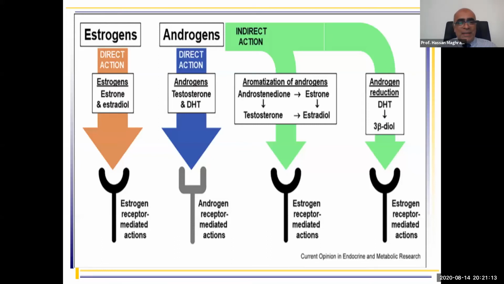Okay? So estrogens are estrone and estradiol. Androgens are testosterone and dihydrotestosterone, and those act by the androgen receptor. The indirect action of androgens comes from aromatization of androstenedione to testosterone or testosterone to estradiol, whereas reduction of dihydrotestosterone into 3-beta-diol results in a weak estrogen, and those act through the estrogen receptor. So androgen can act through the androgen receptor or through the estrogen receptor after aromatization or after reduction.